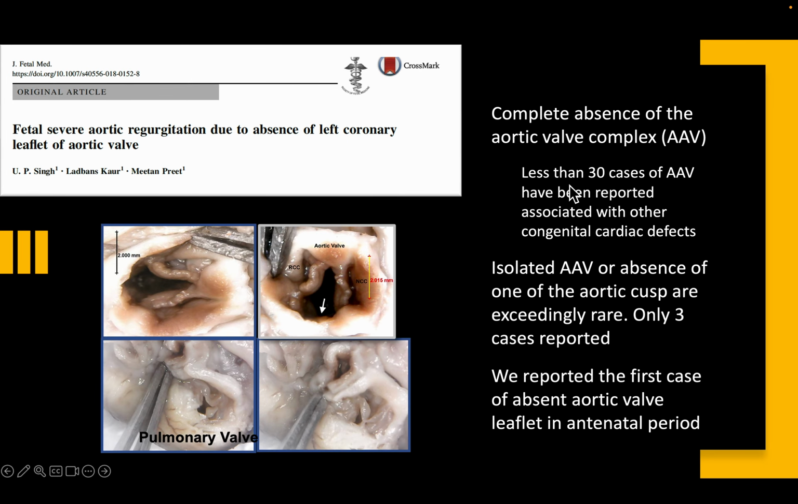And we know there are fewer than 30 cases reported in the literature of an absent aortic valve, and an isolated absent single leaflet is very rare. Three cases in the neonatal period and one in an adult have been reported, and we reported this as the first case in the fetal circulation. So I presume this case that I presented to you is almost similar to an absent single cusp of the aortic valve. Rare, isn't it?